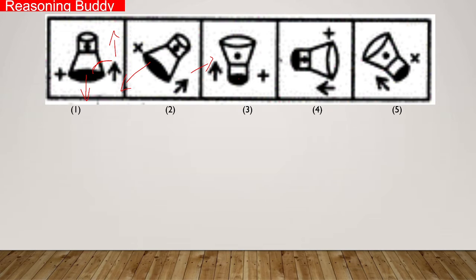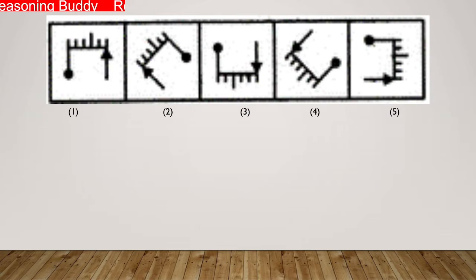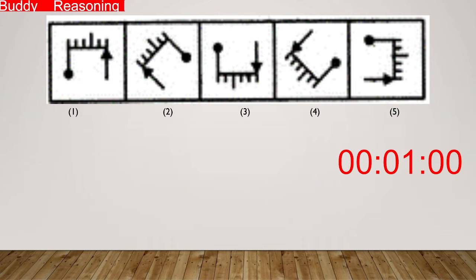So let's check figure 3. Here also same opposite direction. But in figure 4 you can see the arrow and black portion are pointing in the same direction. So this is the odd man out. So next question. Try this. I'm giving you time of 20 seconds.